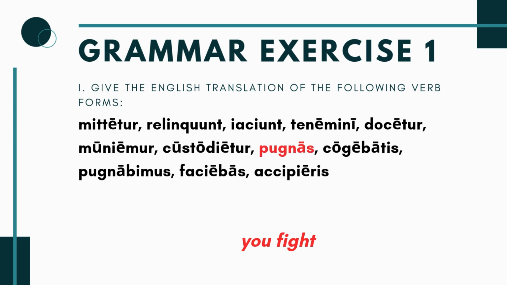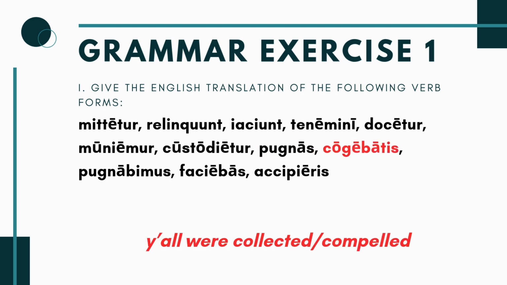Next, you have pugnas. This is just present tense. Pugno, pugnare means to fight. The S ending is second person singular. Active voice. Pugnas means you fight or you are fighting. Next, you have cogebatis, right? The ba gives it away as being imperfect tense. TIS is second person plural, active voice, right? And it's not anything really crazy, right? It just means you all were collected or were compelled, depending on how you want to translate it, okay?